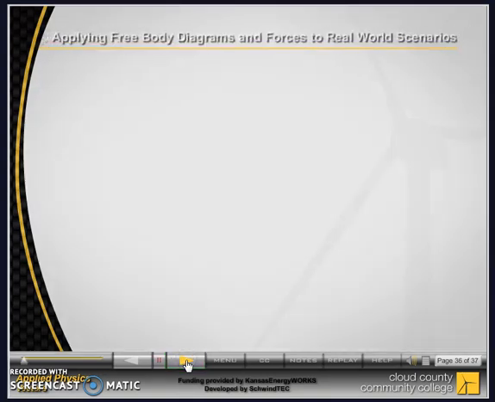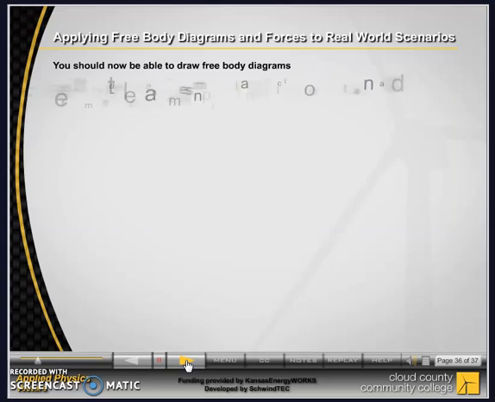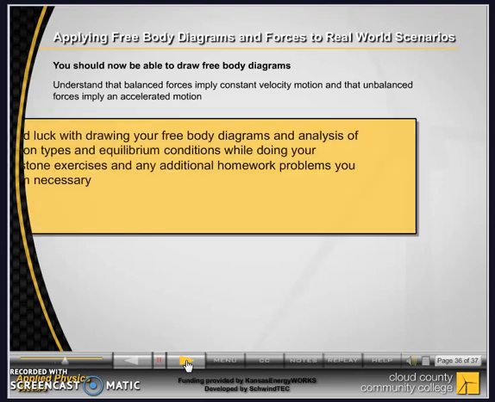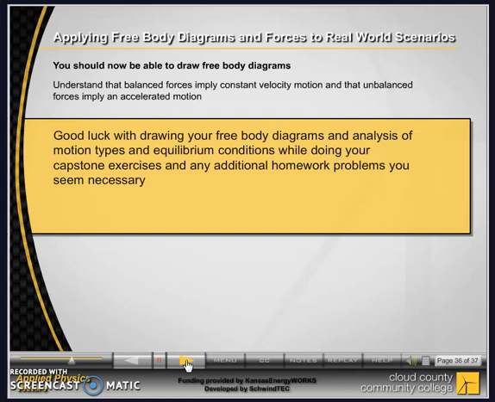This lesson is complete, and you should now be able to draw free body diagrams. Understand that balanced forces imply constant velocity motion, and that unbalanced forces imply an accelerated motion. Good luck with drawing your free body diagrams and analysis of motion types and equilibrium conditions while doing your capstone exercises and any additional homework problems you see necessary.